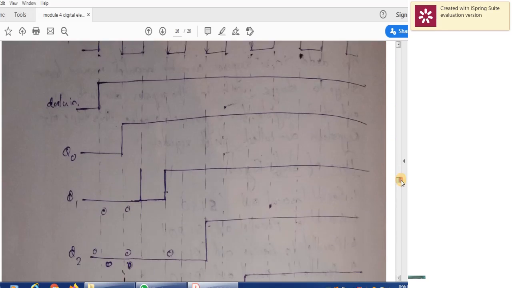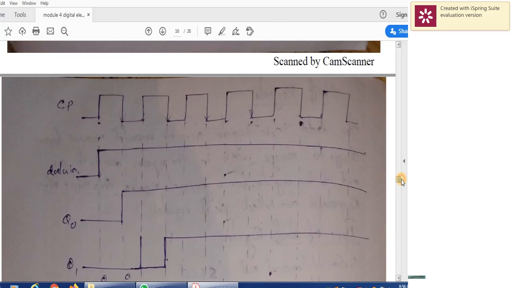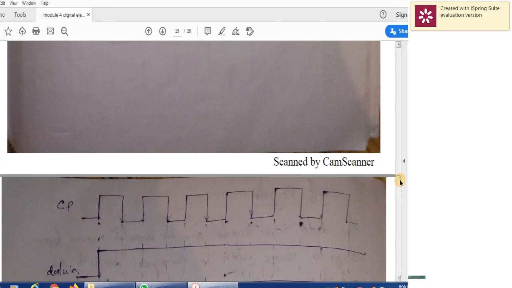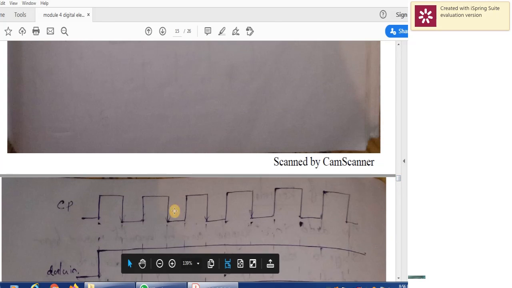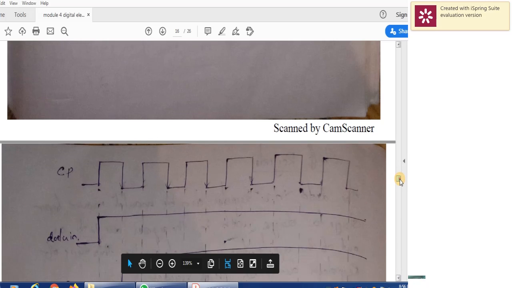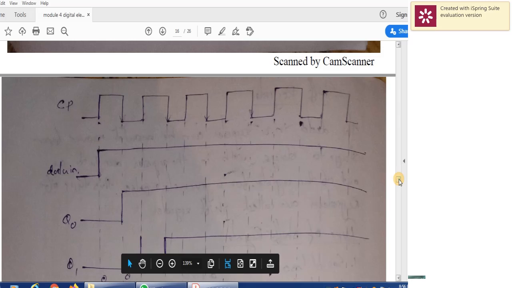So this is the clock diagram. How you have to draw the clock diagram: first you have to draw the clock pulse. Then I am giving data in. First I am giving data in. Previously my data is 0, so I am giving 1.